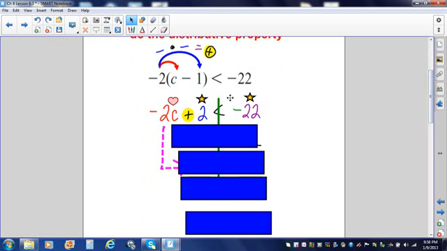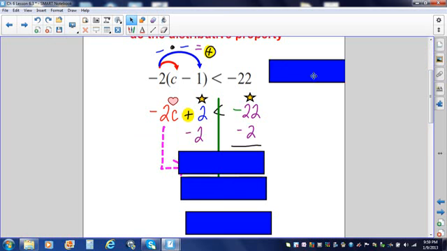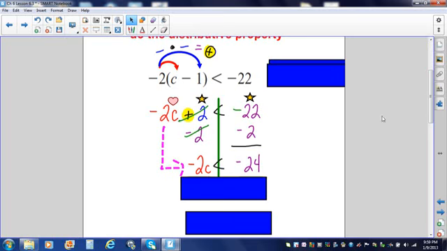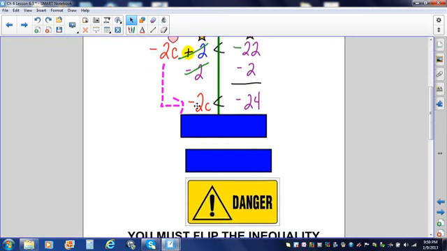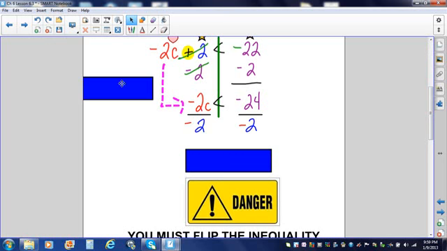Now, I'm going to go old school. I'm going to do hearts and stars. So, I'm going to combine like terms. I'm going to get my stars together on the same side. I'm going to bring the +2 over to the right. When I go across the line, I do the inverse, or the opposite. These will cancel. -22 minus 2 is going to give me -24. So now I have -2c, bring down my inequality sign, is less than -24.